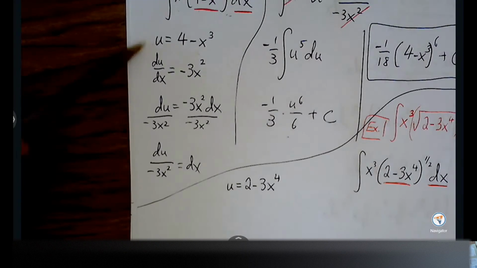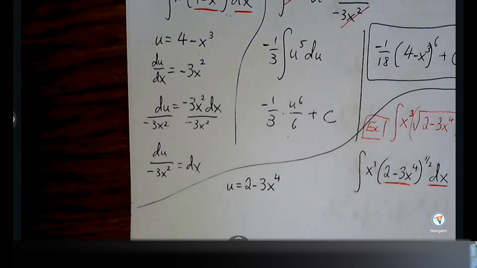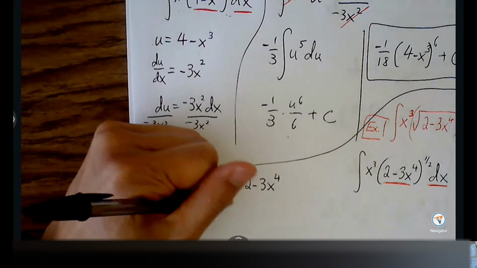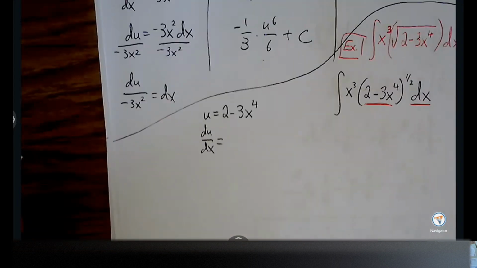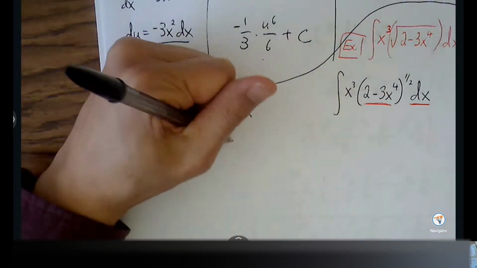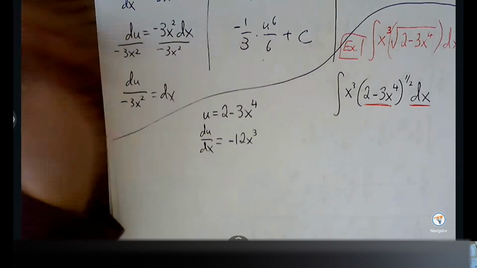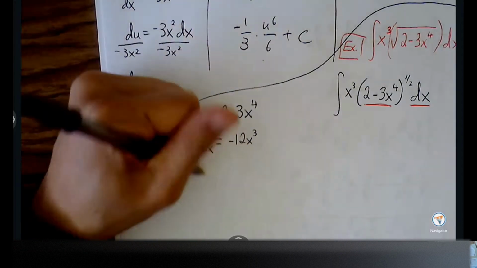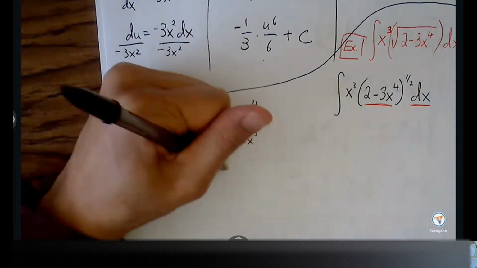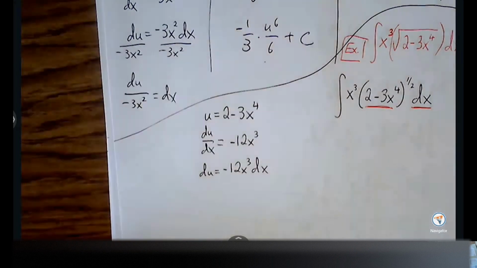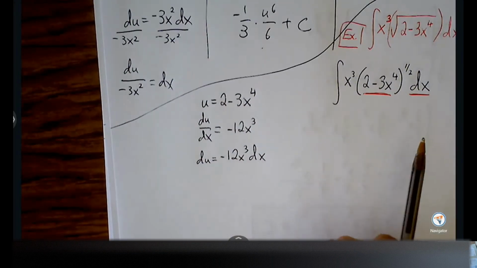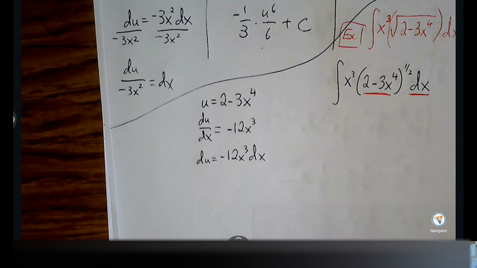Find the what? Derivative, right? du/dx. Okay, what's du over dx? 12x to the power 3. Cross multiply. Solve for dx, because I want dx to be replaced, so I want to find a substitution for it.